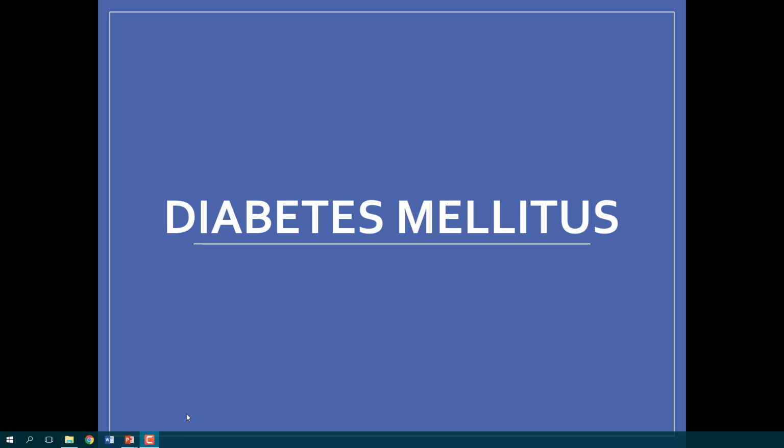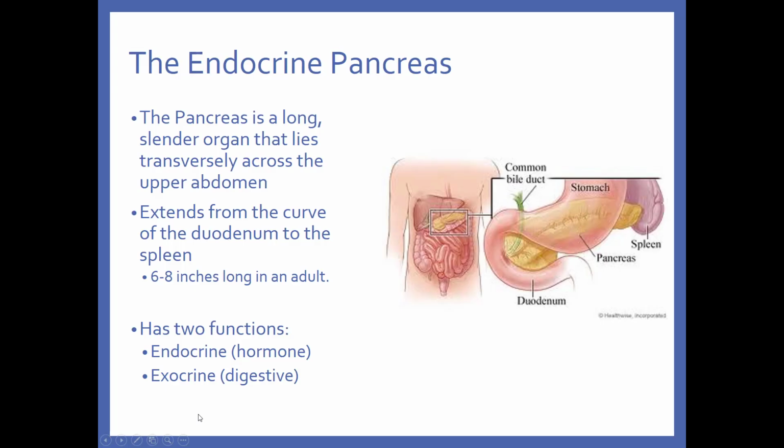Hey guys, this is the diabetes lecture, and for part one, let's start by talking about the anatomy of the pancreas. The pancreas is a long organ that lies in the upper abdomen, extending from the curve of the duodenum over to the spleen. The main functions of the pancreas are twofold. First is the endocrine function, secretion of hormones, and then the exocrine function, which is part of the digestive function in the body.